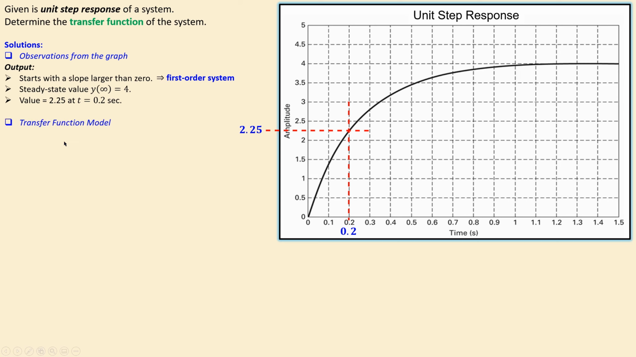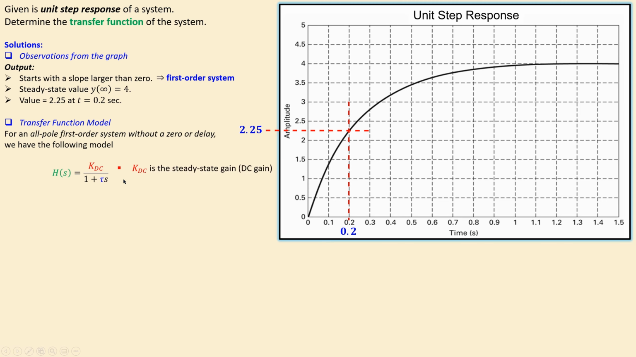So again, to memorize the situation for the transfer function model for a first order system, if this was of course an all-pole first order system without a zero or a delay, I can use the following model, which is given by H equals Kdc, which is one of the parameters of your system, over 1 plus tau s. So I have two parameters which need to be determined. The first one, the Kdc, is the steady state gain or the DC gain, and the second one, the tau, is the time constant, which is given in seconds.